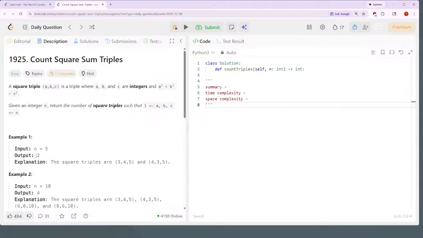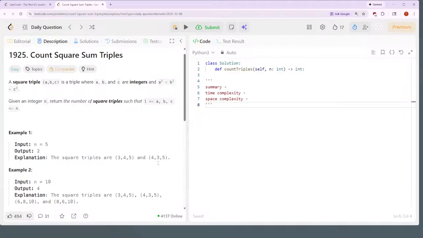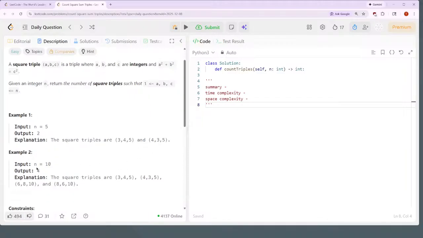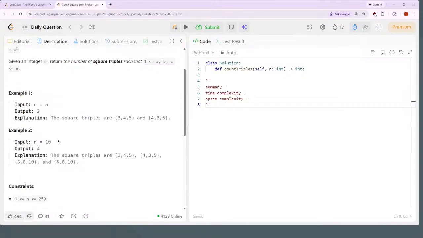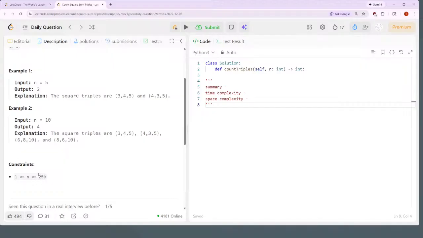n equals 5. There's going to be 2 square triples, 3, 4, 5 and 4, 3, 5. And here, n equals 10. There's 4 because 3, 4, 5, 4, 3, 5, 6, 8, 10, 8, 6, 10. Here, n is less than or equal to 250.